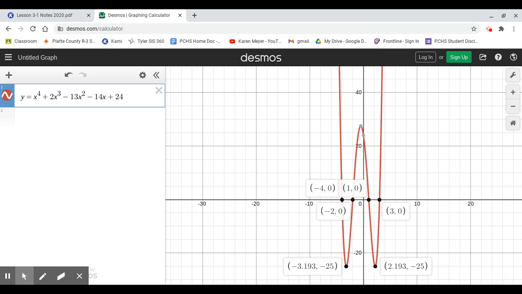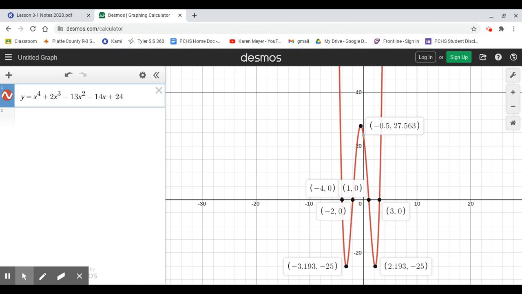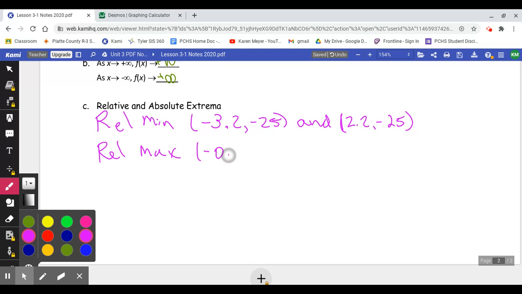The last hump is the one at the top. This one is not an absolute either because you have the two lines that are going up past this one. So this is going to be a relative. So once again, we have a relative max. And then on my ordered pair, I'm going to do -0.5, and then I'm going to round the other one to 27.6. And that's it. Thanks.